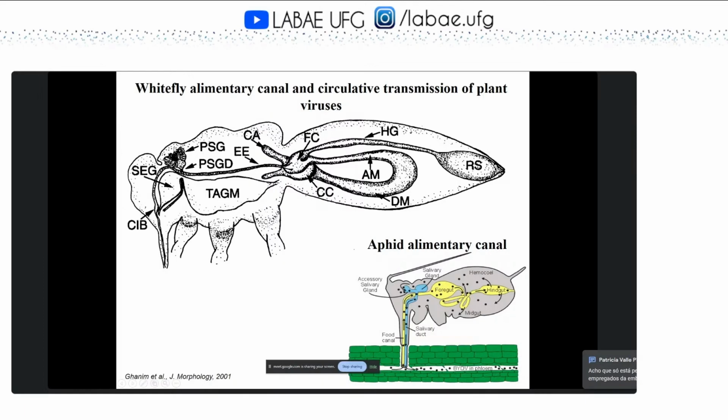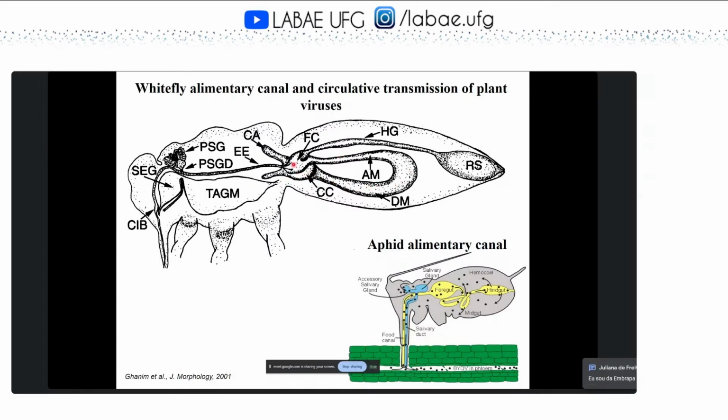Patricia, do you see my cursor also, or do I need to use a pointer? I can see the cursor. Yeah, I can see it now. You see the laser? It's better, the laser. Good. You see it? Yeah. Okay.